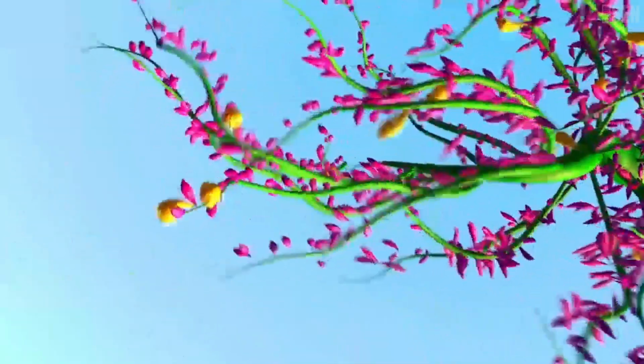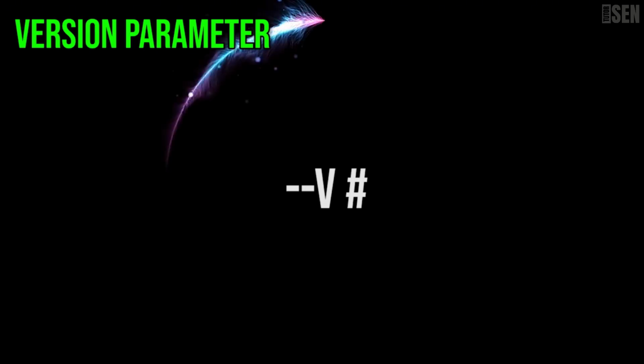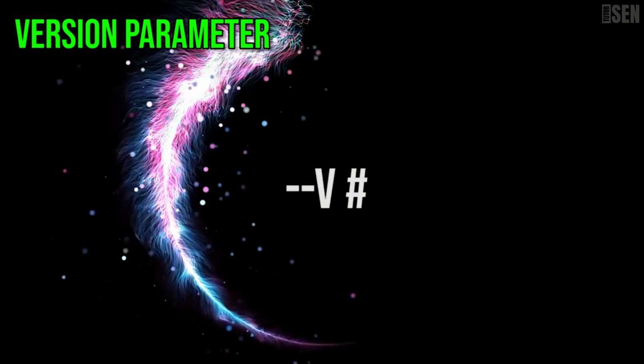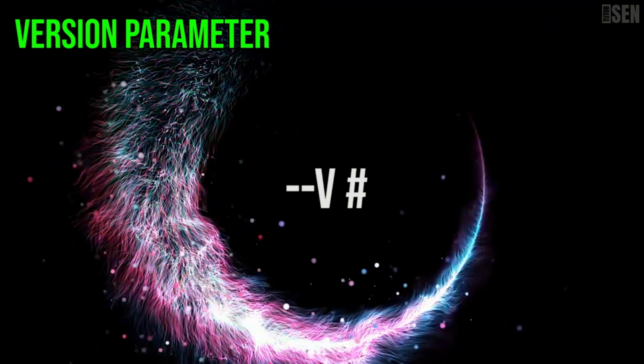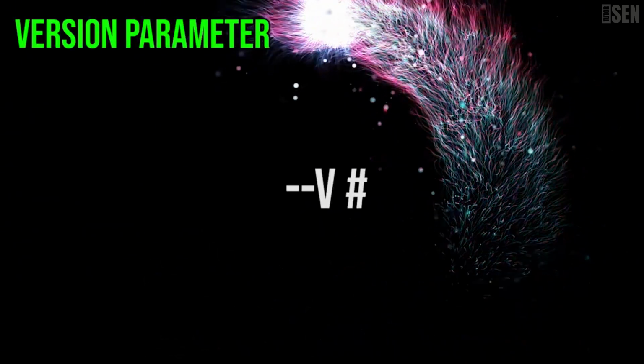Let's talk about some bonus parameters that you probably won't use often, but it's nice to know that they're there. The version parameter is done by using --V and the version number. This is if you wanted to use an older version of Midjourney, like version 5 or 4 or 3. But if you want to use the most recent version, just don't put anything, and it is automatically the default.